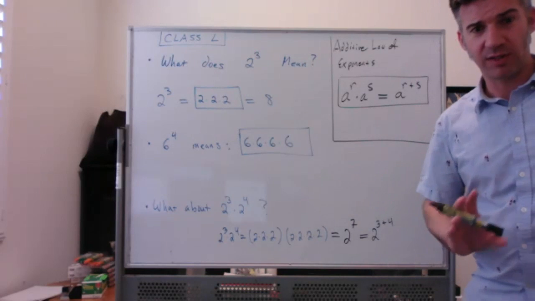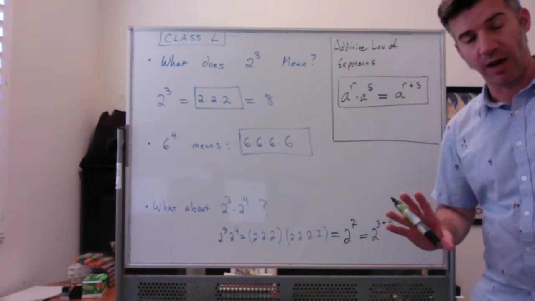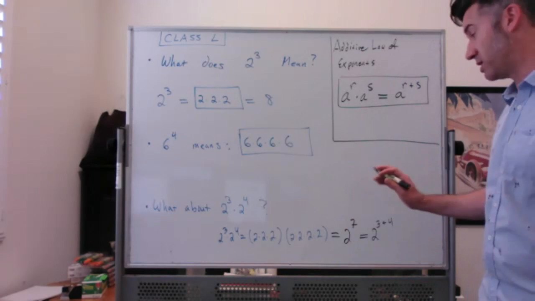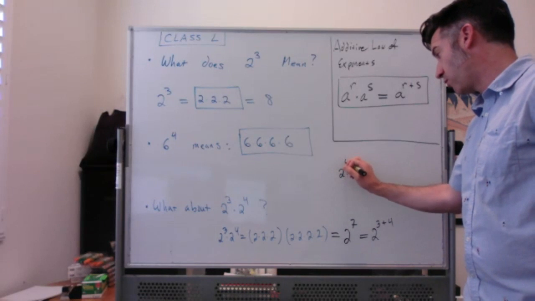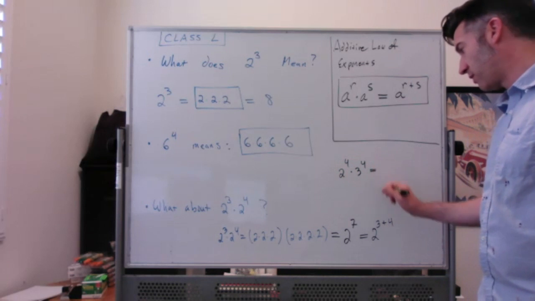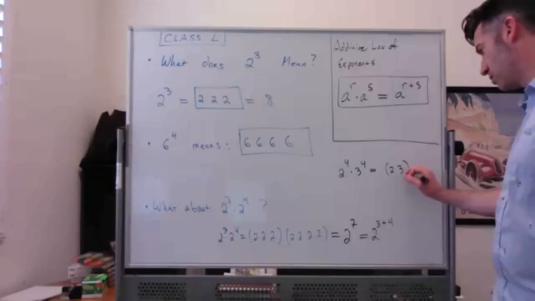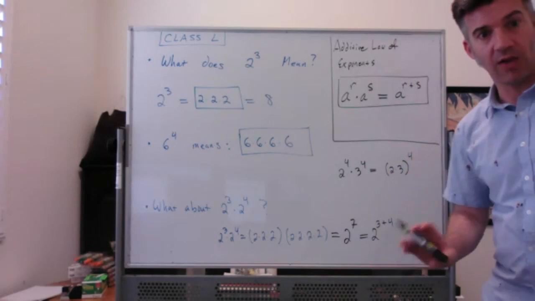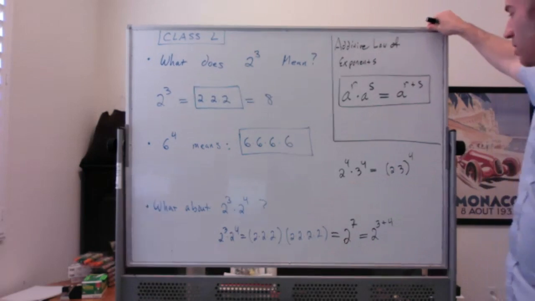I will actually point out, just because you might be curious, if you do have things with different bases raised to the same power, you can also multiply those together. So if you had something like 2 to the 4th times 3 to the 4th, it is perfectly fine to say that's equal to 2 times 3 to the 4th power. That also works. We'll come back around to that.